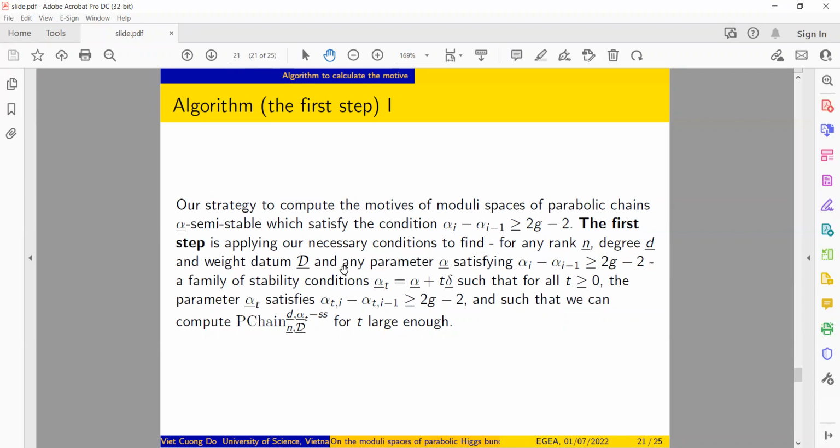Okay, so the first step is that we fix alpha. We need to find some large t. I should mention here that delta is arbitrary in our previous proposition. So we need to choose delta well, so that we know how to calculate the classes of Pareto chains for t large enough.